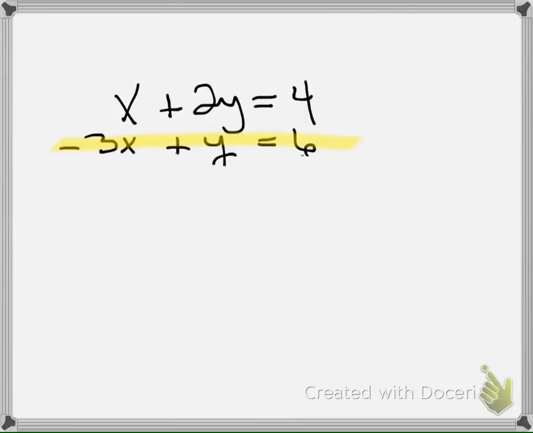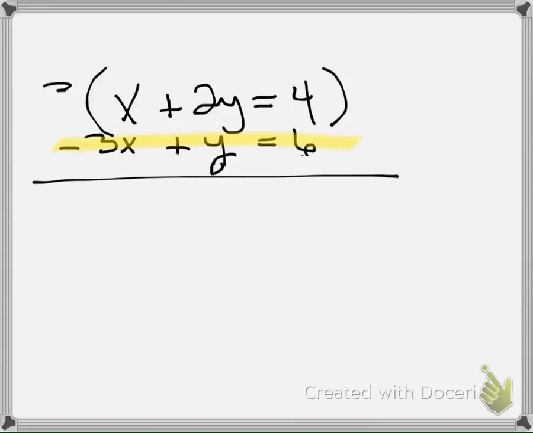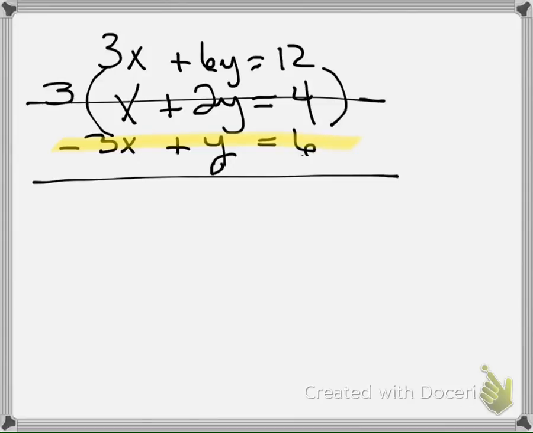And now, what do we do? We subtract. Oh wait, we're going to have to multiply. Which one do you want to multiply? The bottom. If you want to multiply the top one, what are you going to multiply by? 3. And if you multiply the bottom one instead, what would you multiply by? 2. Either way will work. So we got 3x plus 6y equals 12, right? Because we turned that into it.